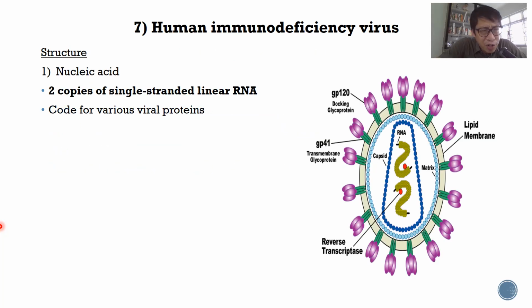So let's take a look at the structure of HIV. As mentioned, it's a retrovirus, right? So it has single-stranded RNA as its genome, and there are two copies of it. Note the word I use, two copies. This is a bit different from influenza. For influenza, I used the word segments, whereby the 8 segments of RNA molecules are all different. But for HIV, it's two copies, meaning the two single-stranded RNA molecules are similar or even the same, if there are no mutations. So it's two copies of single-stranded linear RNA molecules.